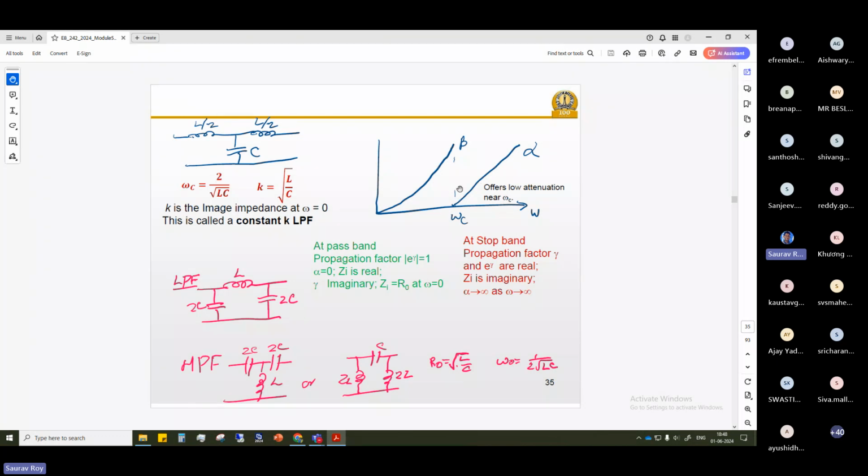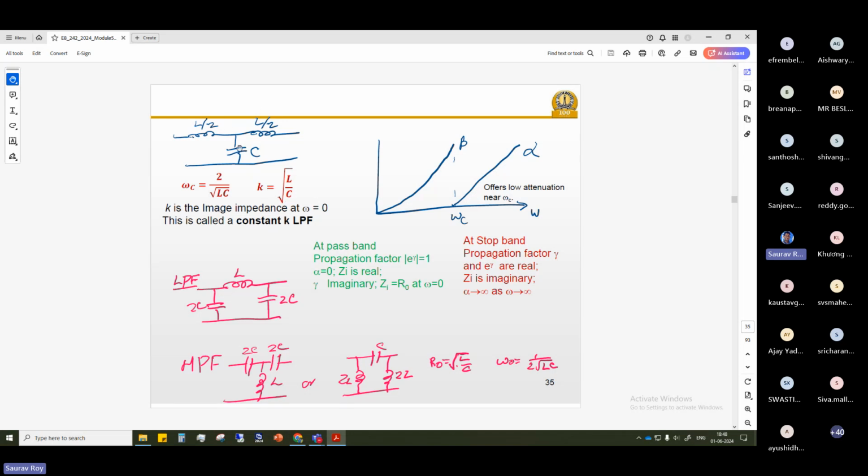See, just after omega C, the alpha value is small. So that means you will not get a very good roll off in this region. But what we generally want for a high pass or low pass filter is a very sharp roll off. It should fall drastically after the cutoff frequency. For that, we need to modify this circuit. This modification is called the M derived low pass filter. That is what we will look into next.